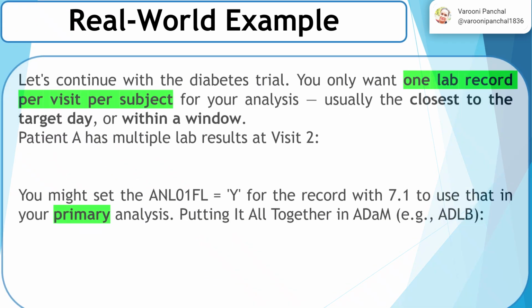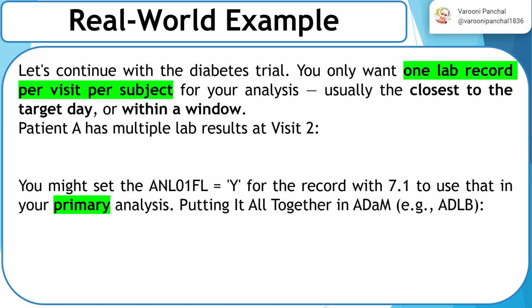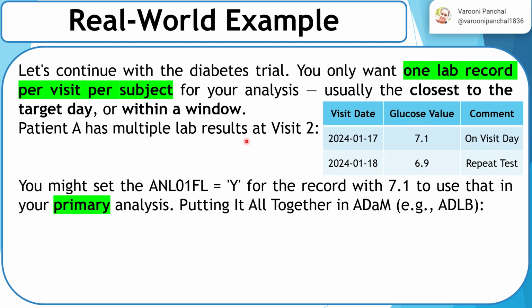So a real world example is, say, let's continue with the diabetes trial, right? You only want one lab record per visit per subject for an analysis, usually the closest to the target date or within a window range, right? Say, for example, patient A has multiple lab results at visit 2, which are 7.1 and 6.9. Now 6.9 is a repeat test, right? But this 7.1 was calculated on the visit day.